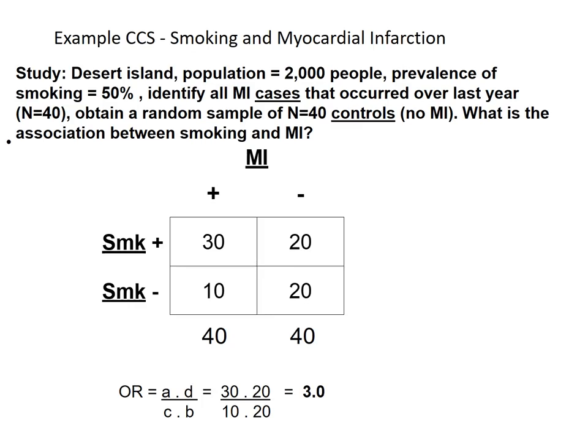an odds ratio of 3. You all remember from our previous lectures that an odds ratio more than 1 means there is a positive association between exposure and outcome, and those who are exposed are more likely to develop the outcome. So smokers are 3 times more likely to develop myocardial infarction when compared to non-smokers.